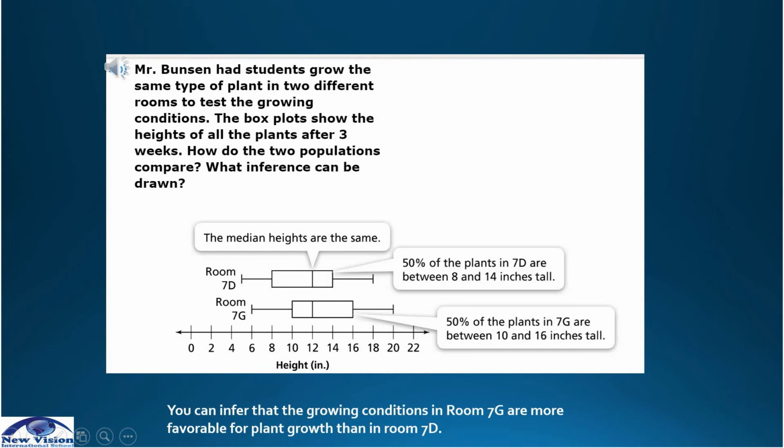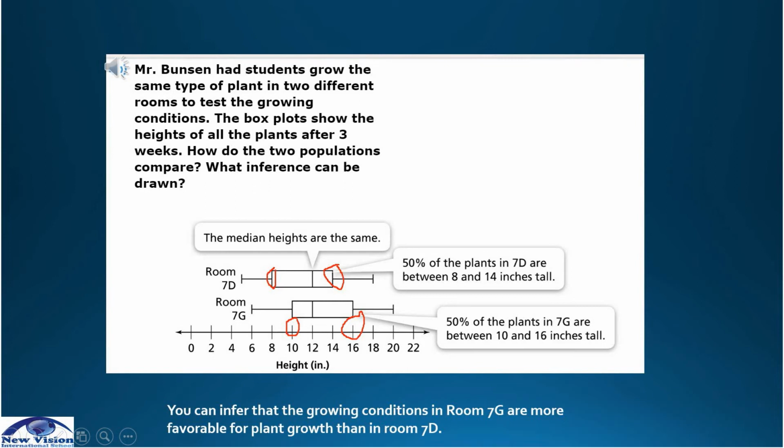How did I know it's 8? It's here, right? It's 8 and 14. And the other plant also is between 10 and 16. So how are we going to compare the two plants then, looking at their median? We are going to compute their IQR.